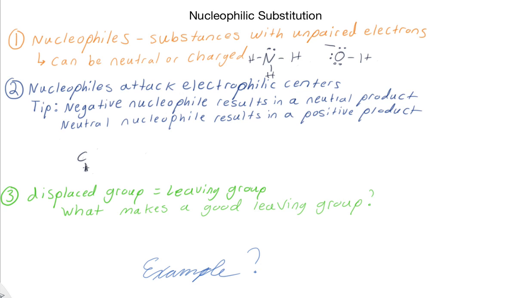So here's a carbon-halogen bond. Carbon has a delta plus, bromine has a delta minus, because bromine is more electronegative. And the nucleophile will attack the electrophilic center, which is the delta plus on the carbon.